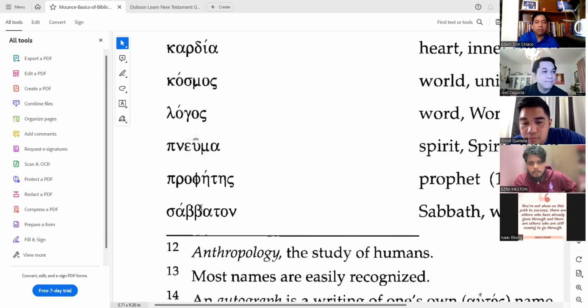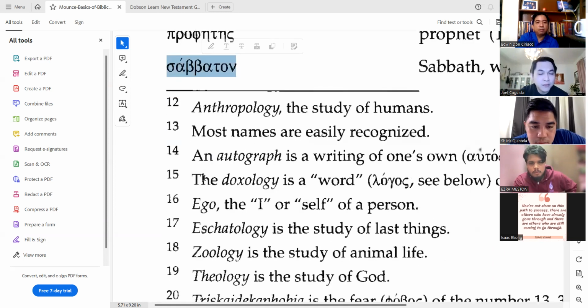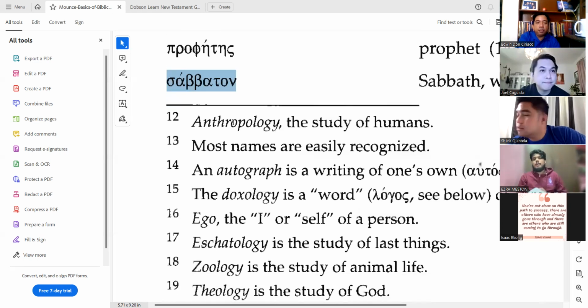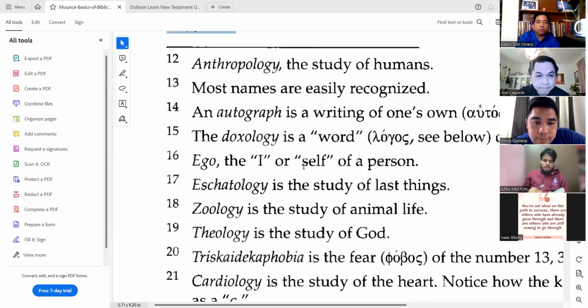Pastor Joel, this one. Sabaton. Sabaton, good. Remember, Sabbath. So Sabaton, the accent is in the alpha. And the guides are in this one, in the footnotes, okay?